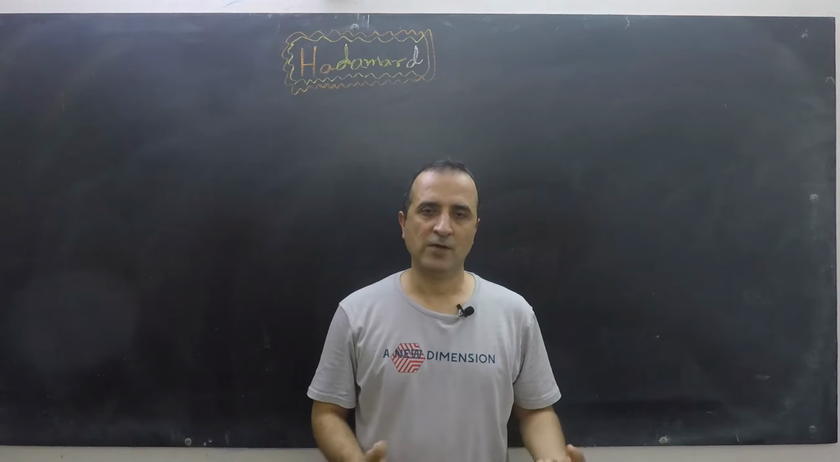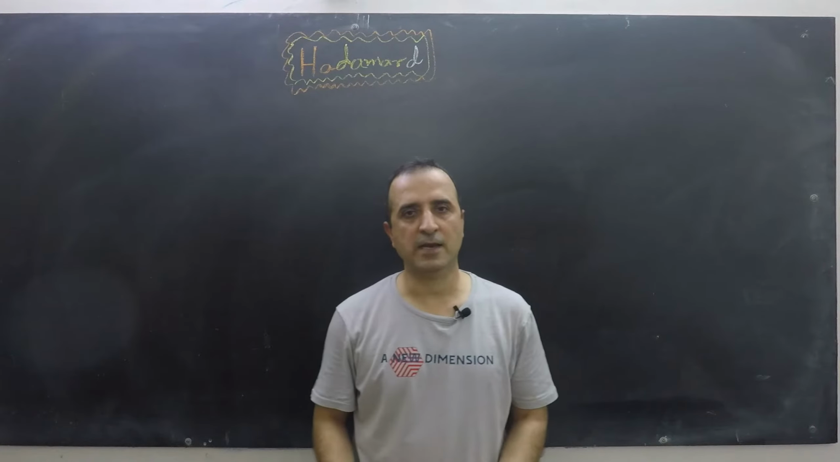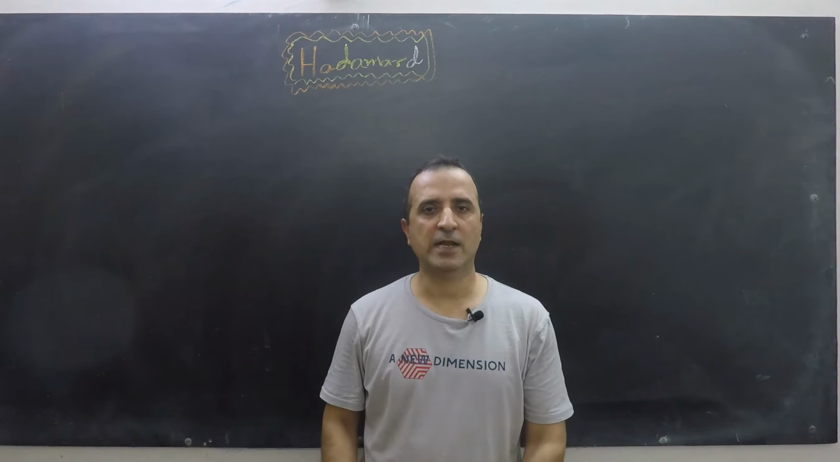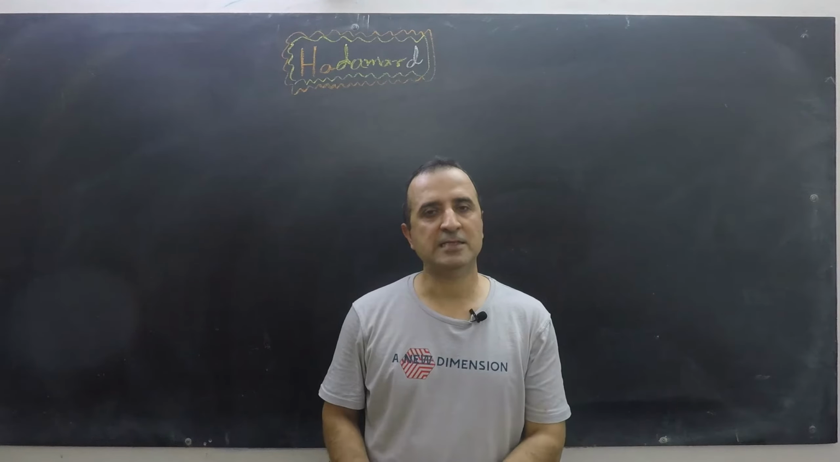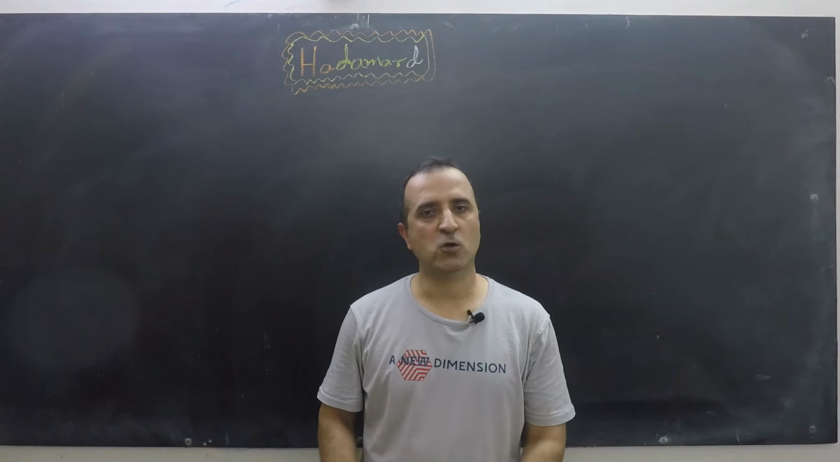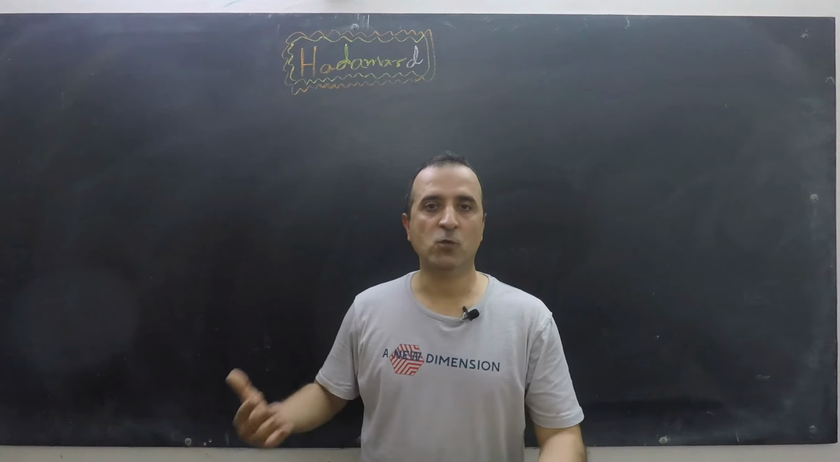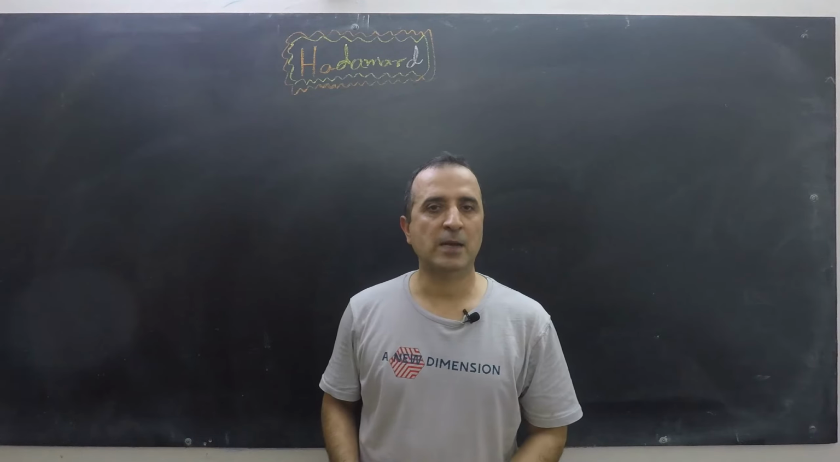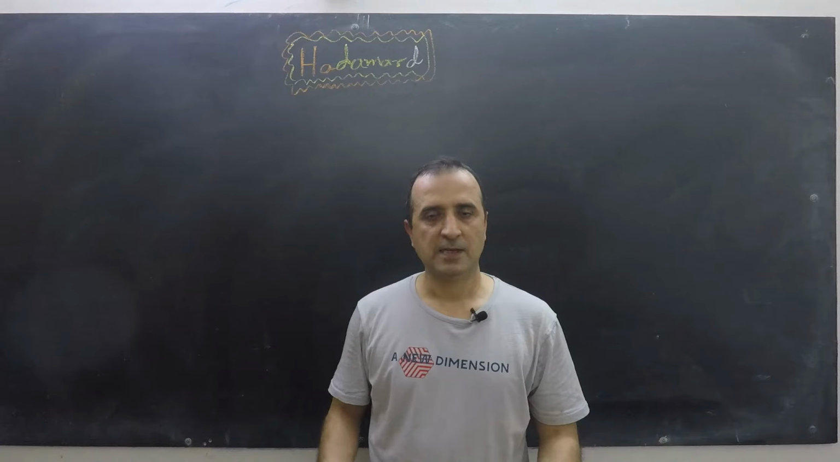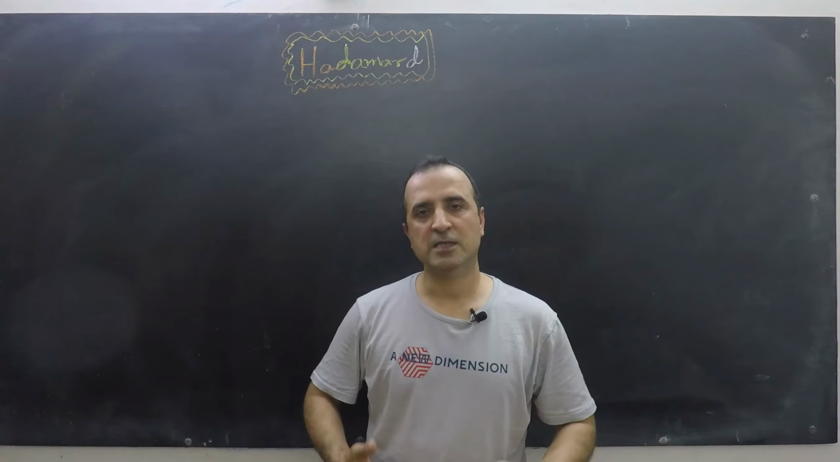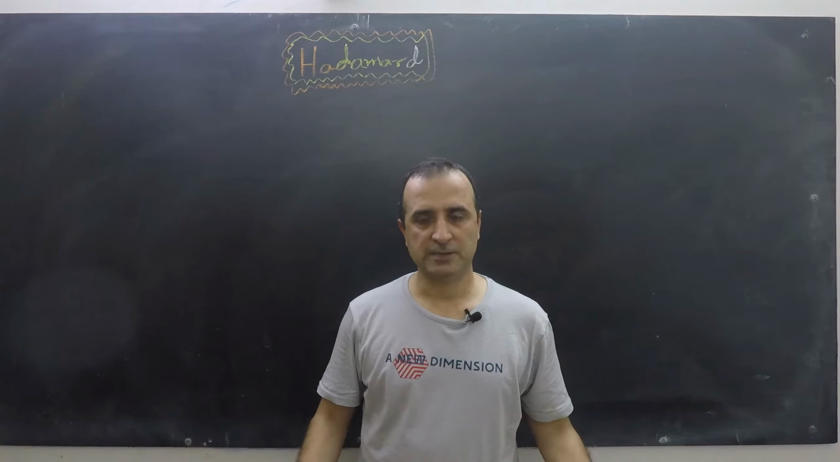So far, we have learned how to use the Hadamard gate on a single qubit. The Hadamard gate is a single qubit gate, so it can be easily applied to transform a single qubit. However, we can extend the Hadamard gate to multiple qubits using the tensor product. This is the subject of this video: we will learn how to apply the Hadamard gate on multiple qubits.